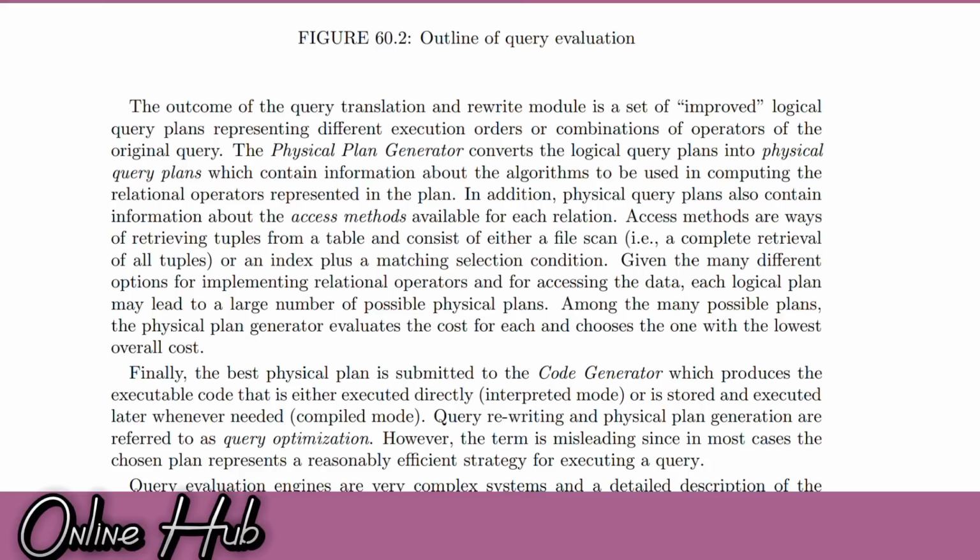each logical plan may lead to a large number of possible physical plans. Among the many possible plans, the physical plan generator evaluates the cost of each and chooses the one with the lowest overall cost. Finally, the best physical plan is submitted to the code generator, which produces the executable code that is either executed directly, interpreted, or stored and executed later whenever needed. Query rewriting and physical plan generation are referred to as query optimization.